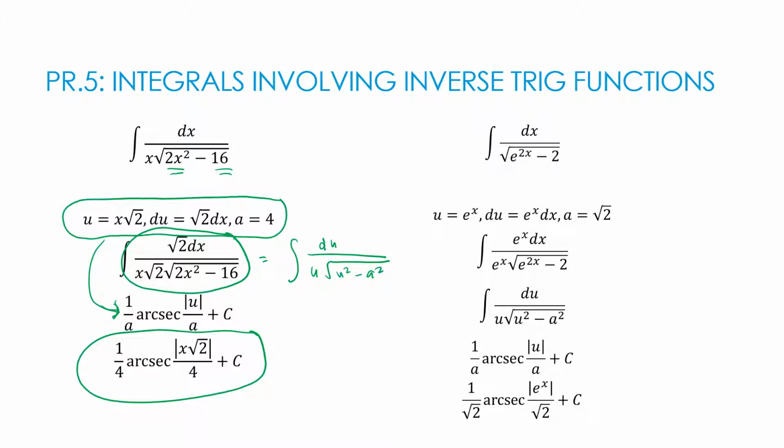Same thing for this last one. This guy, the square root of this guy would be u, so that's the square root of e to the 2x, which is e to the x. Du is e to the x dx. A is the square root of 2, so that's radical 2. Then I can rewrite that as an integral with the du's and the u's and say which pattern is that? Well, it's the same pattern I just used before, arcsecant, so plug everything into the appropriate spots and get my final solution.